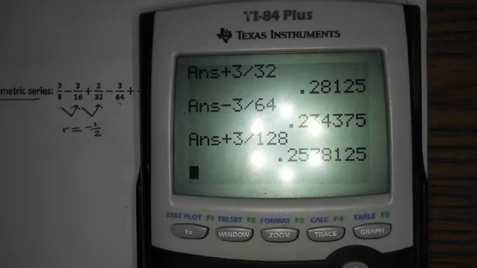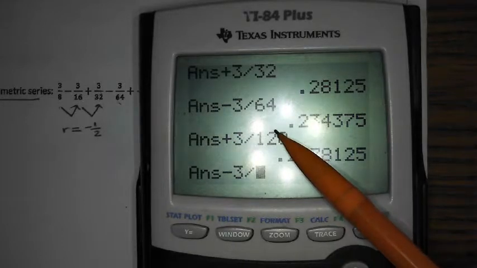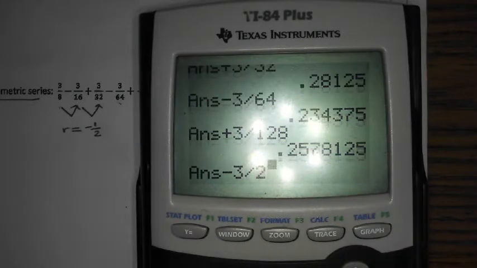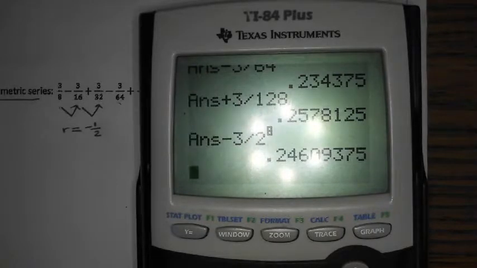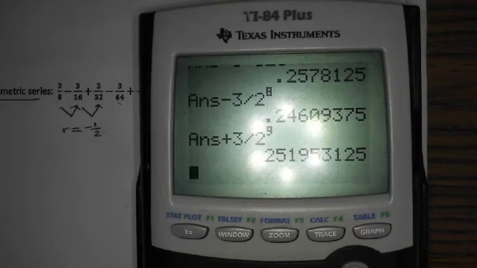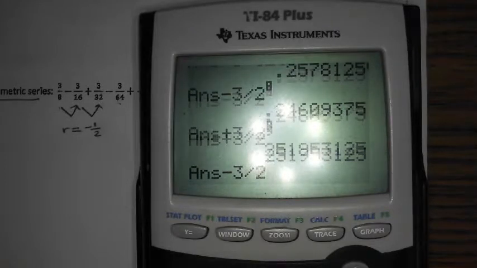Do you also see how it's going back and forth between minus and plus? So the next one would be minus 3 over, if that was 2 to the 7th, and this is going to be 2 to the 8th. And then the next one is going to be adding on 3 over 2 to the 9th. And the next one is going to be subtracting 3 over 2 to the 10th.